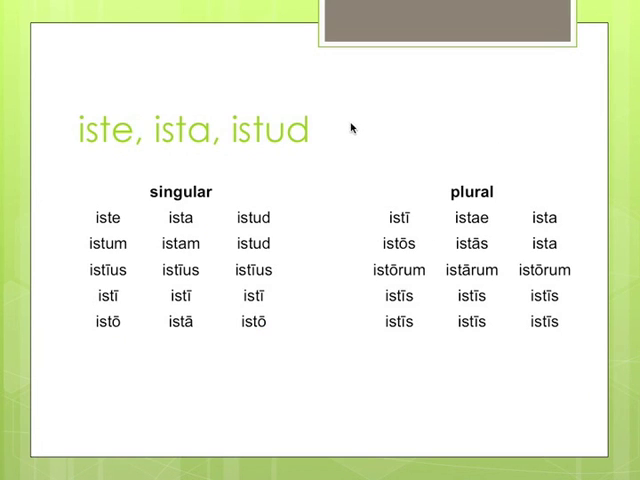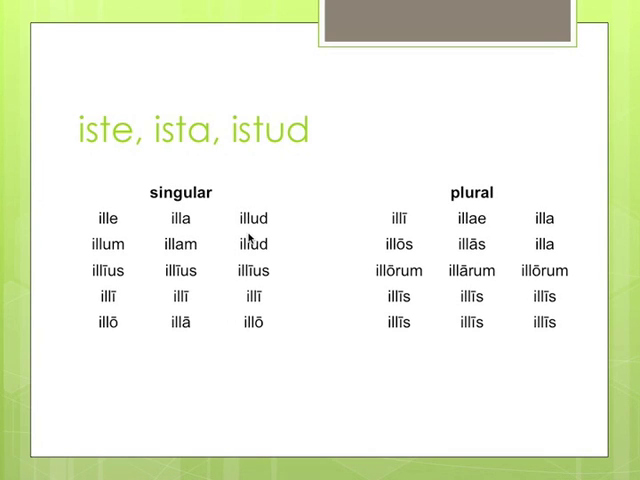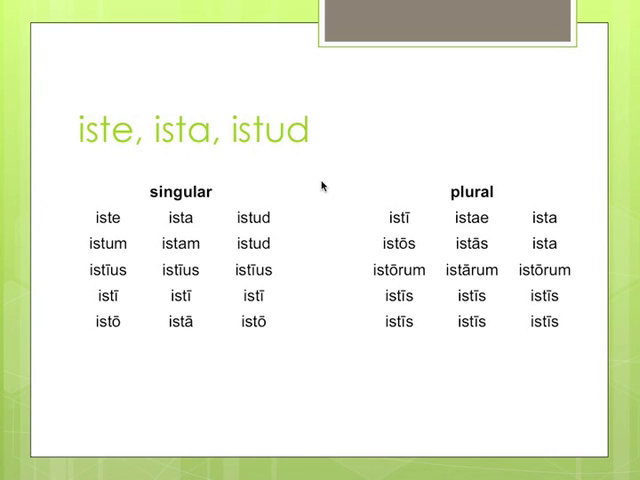By the way, here is the declension of iste, ista, istud. If you memorized ille, illa, illud, it's really easy because they decline exactly the same way. Here is ille, illa, illud, and its endings are exactly the same as those for iste, ista, istud. So if you've memorized one, you've memorized the other.